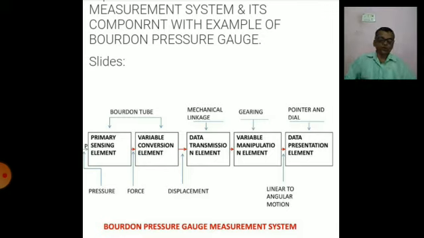Due to that gearing arrangement, the small displacement is converted into a large deflection of the pointer. So it is due to the gear arrangement that the signal is modified or increased. So this gearing arrangement acts as a data manipulation element.